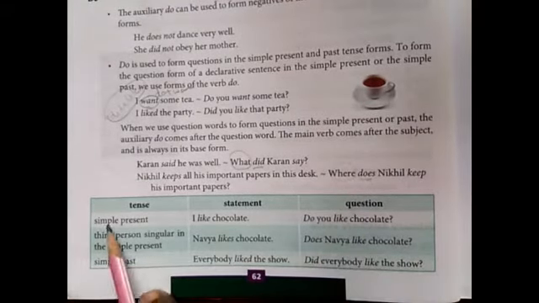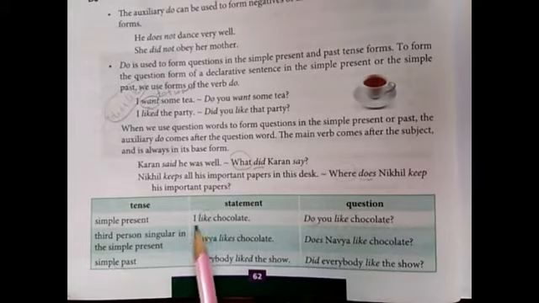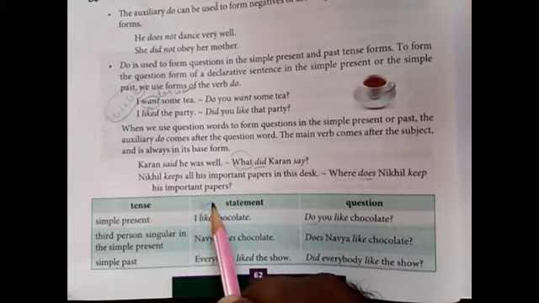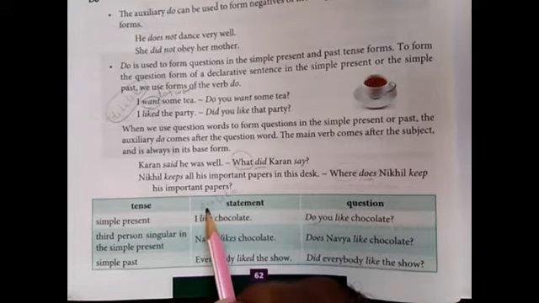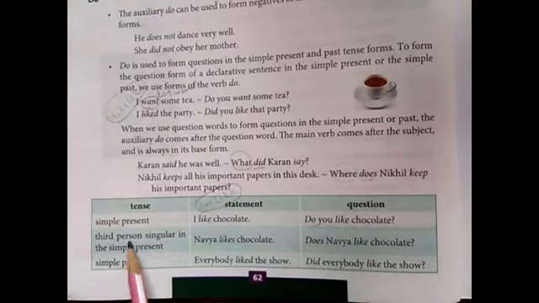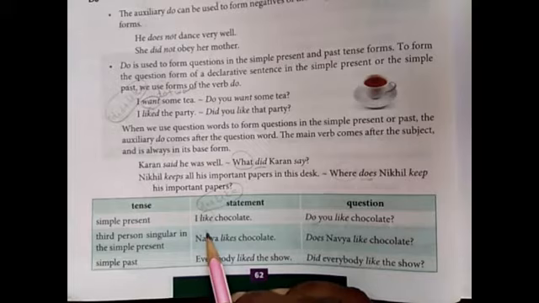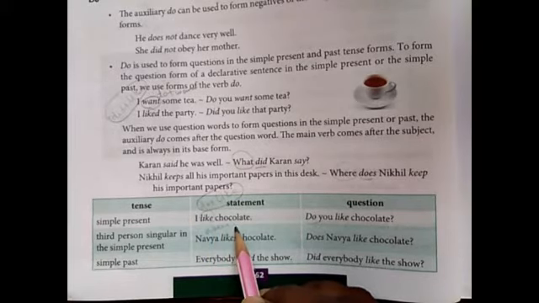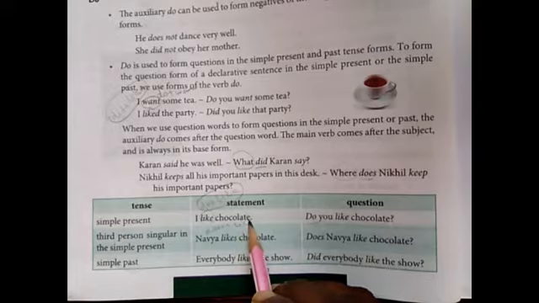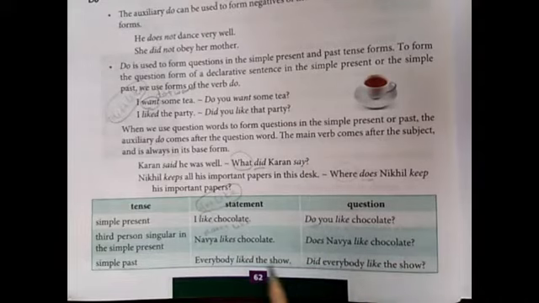Tenses, statements, questions. Simple present. I like chocolate. Question: Do you like chocolate? And where does this do come from? We divide like this: do plus like. Then we write the question, do you like chocolate? Third person singular in the simple present. Navya likes chocolate. In the same way we divide into does plus like, then we form the question, does Navya like chocolate?